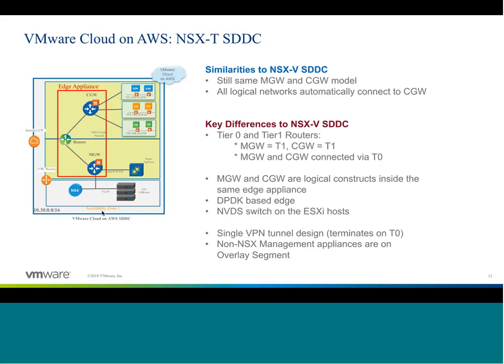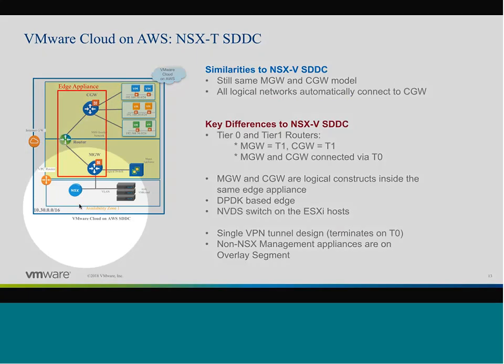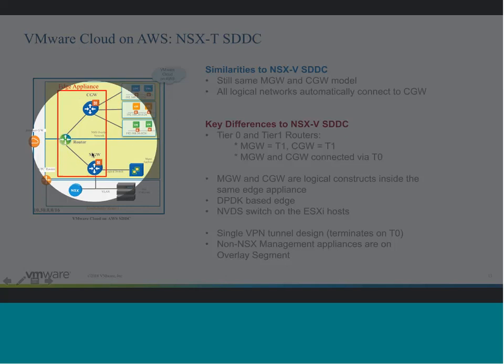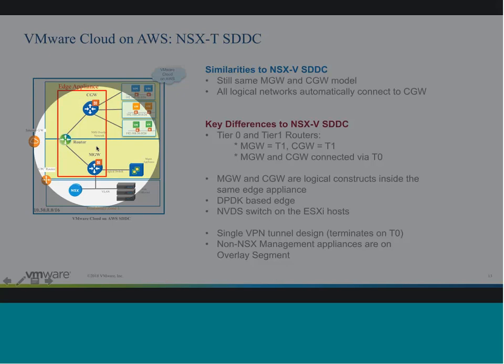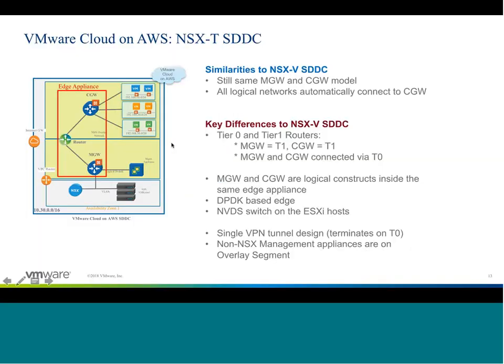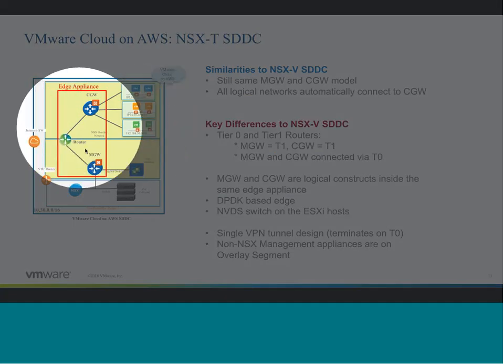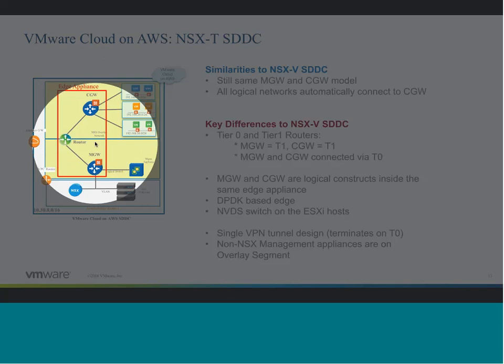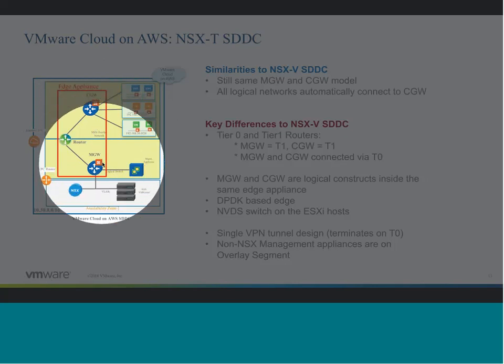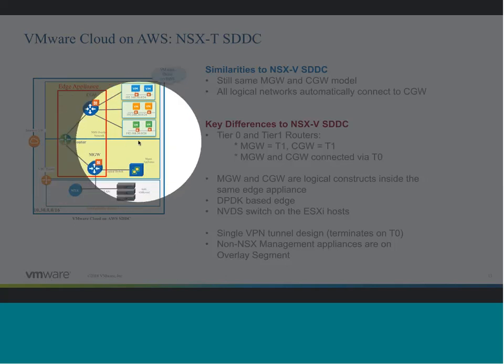The key thing to note here is that in NSX-V, the CGW and MGW were each VMs that were separate appliances. In this architecture, we're leveraging NSX-T for the underlying networking and security platform. This is all just one appliance, the CGW and MGW, and then they're connected via another router. So in NSX-T terminology, the CGW and MGW are T1 routers, and these have an edge component, and they also have a distributed component.